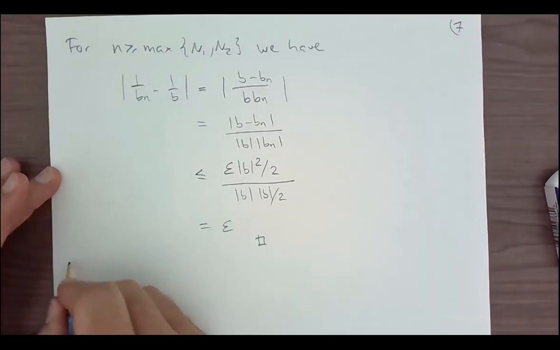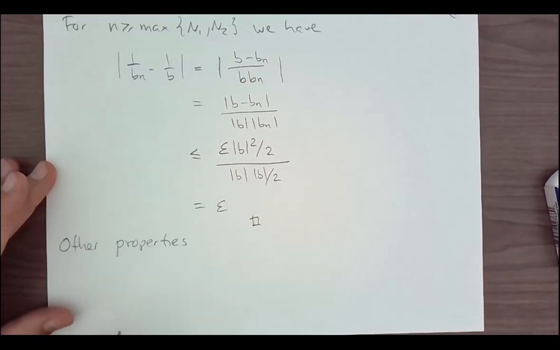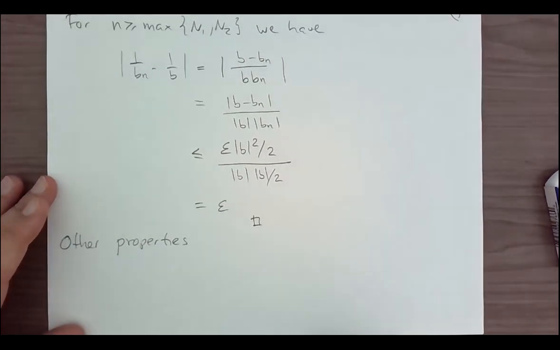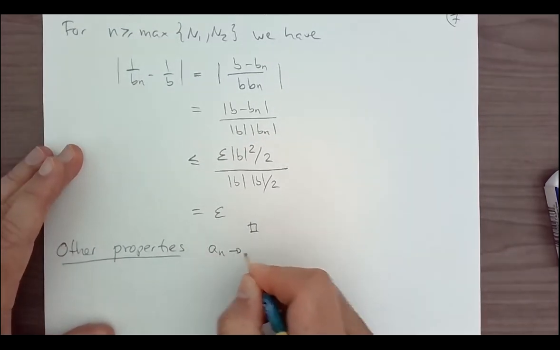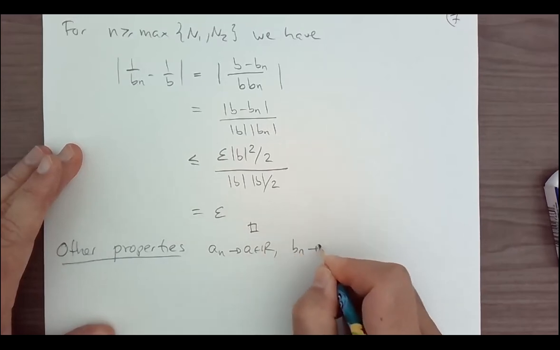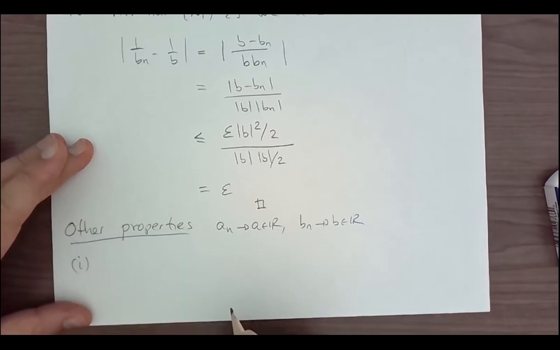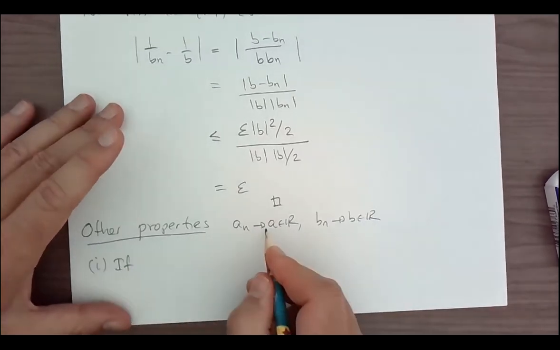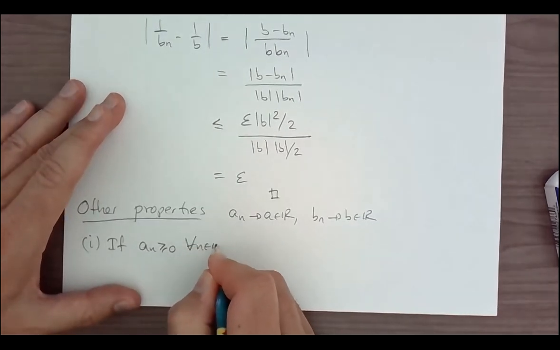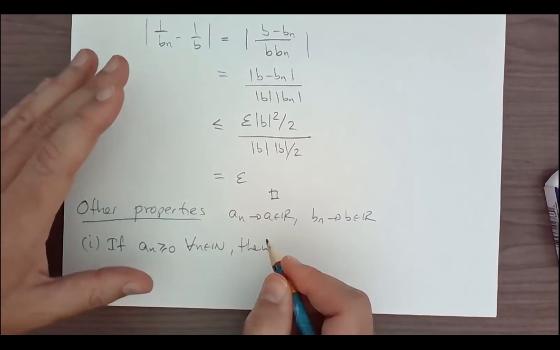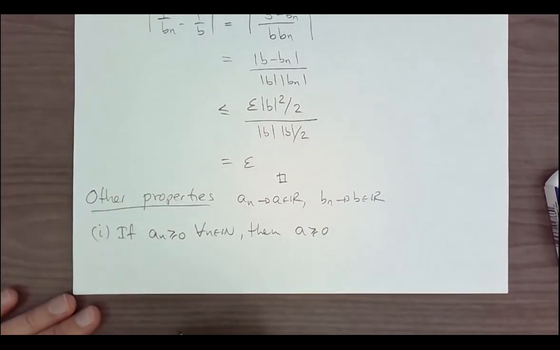So there are other properties too. Again, my AN is going to converge to A, a real number. BN is going to converge to B, a real number. So other properties would be like, if I know that the ANs are positive, well, then the limit is going to be non-negative as well.